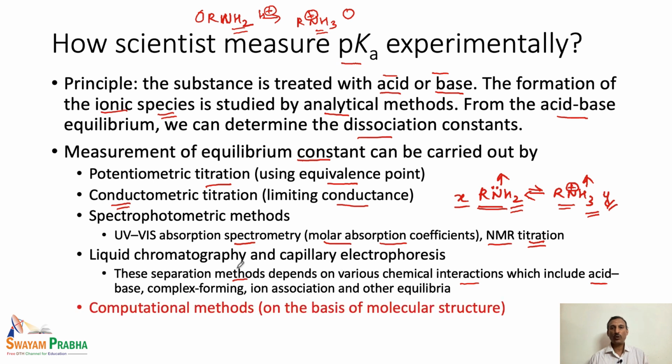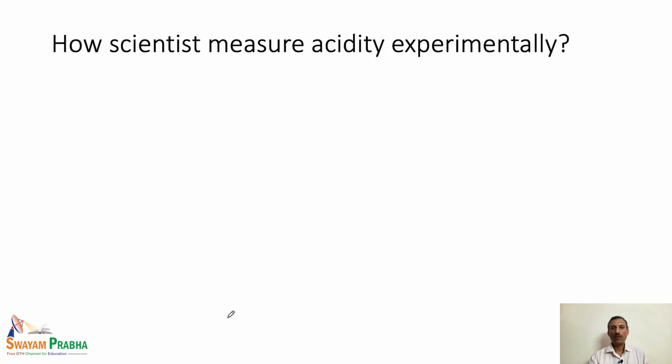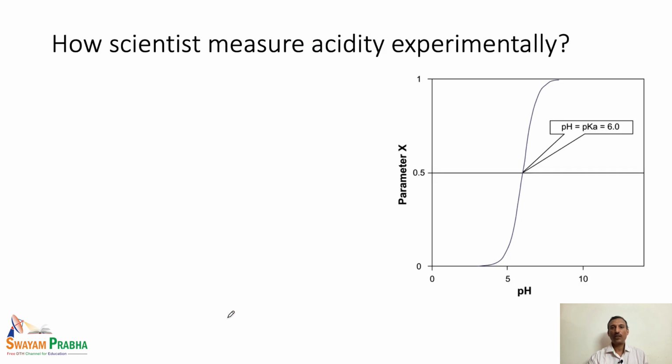And we can also use computational methods. Of course, this is not an experimental method, this is a computational method or in silico method. Based on the molecular structure, say for example here we have the amine compound, here we have the ammonium ion. These two have different molecular structures. So, based on the different molecular structures, we can also use computational methods to study the pKa of that particular species. How do scientists measure acidity experimentally?